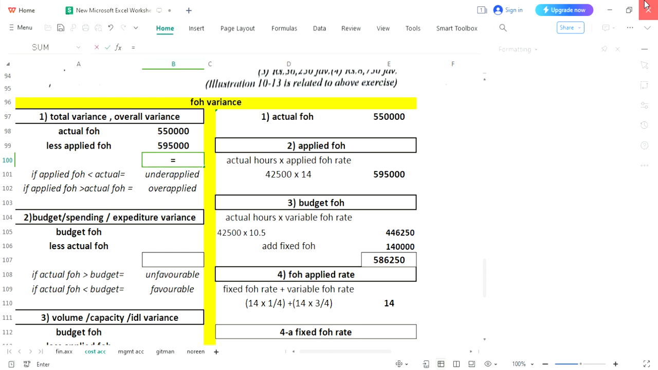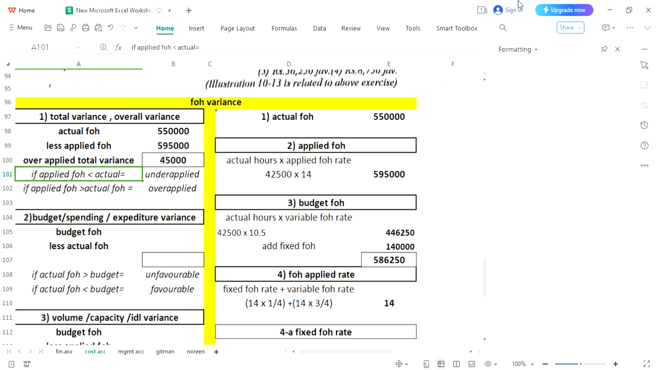Your applied FH was 595 and you need to subtract your actual FH which was 550,000. So our variance has been calculated. It's time to conclude what type of variance it is by focusing upon applied. Your applied FH was 595, actual was 550. It means applied was more. If applied is more, you can conclude over applied total variance, which is 45,000.